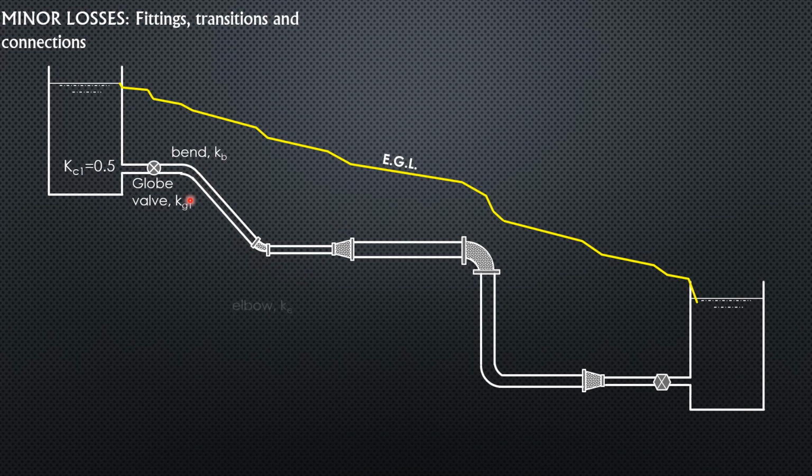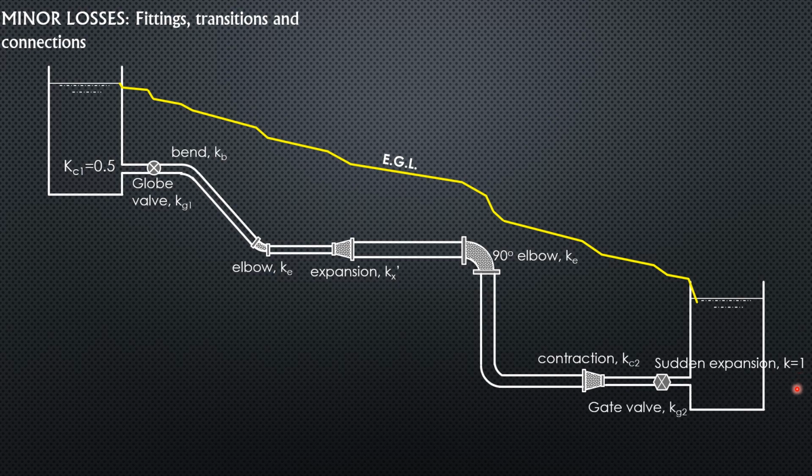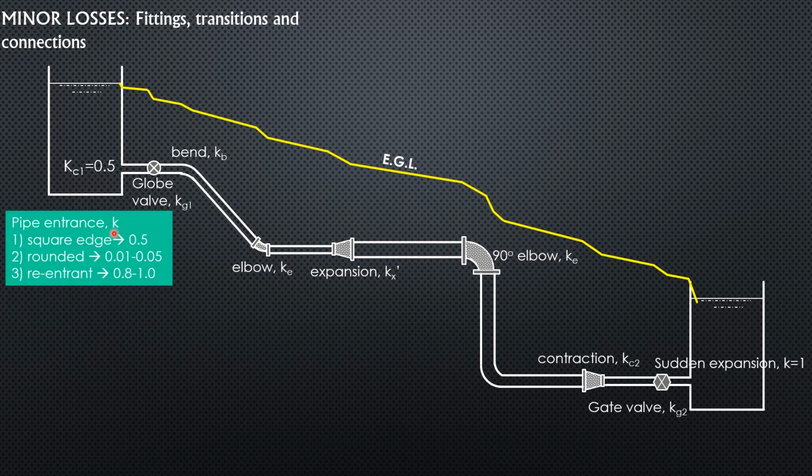Remember that. So we have a bend coefficient, an elbow coefficient, and expansion, denoted by K_x prime; elbow, K sub E; contraction, K sub C; and bend, K sub G. Then for sudden expansion, K is 1, as explained earlier, because it reduces to just the velocity head in the smaller pipe over 2g. So for the pipe entrance, these are the values of K. Square edge represents 0.5.